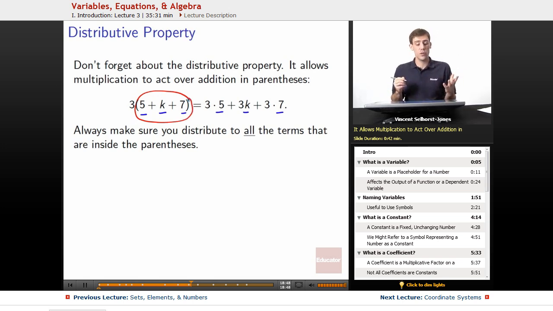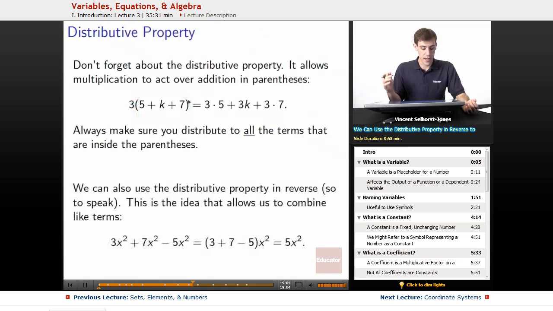I see lots of students see something like this and they go, oh, 3 times 5 plus k plus 7. No. You have to do everything inside of the parentheses. Otherwise, you're not distributing. So make sure that you're always distributing to everything in there when you're multiplying. All right. We can also use the distributive property in reverse, so to speak. We can go backwards in a way. This idea is what allows us to combine like terms.